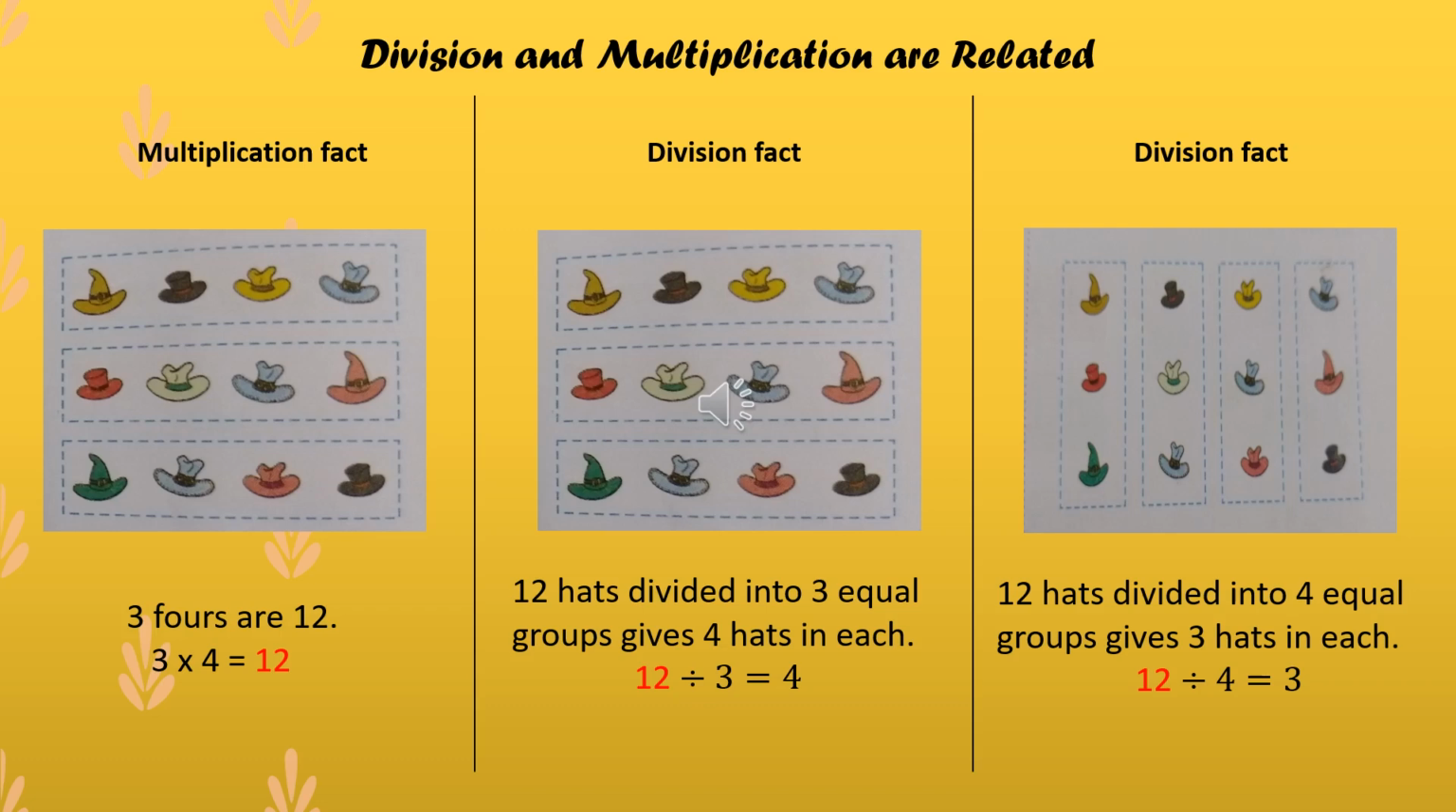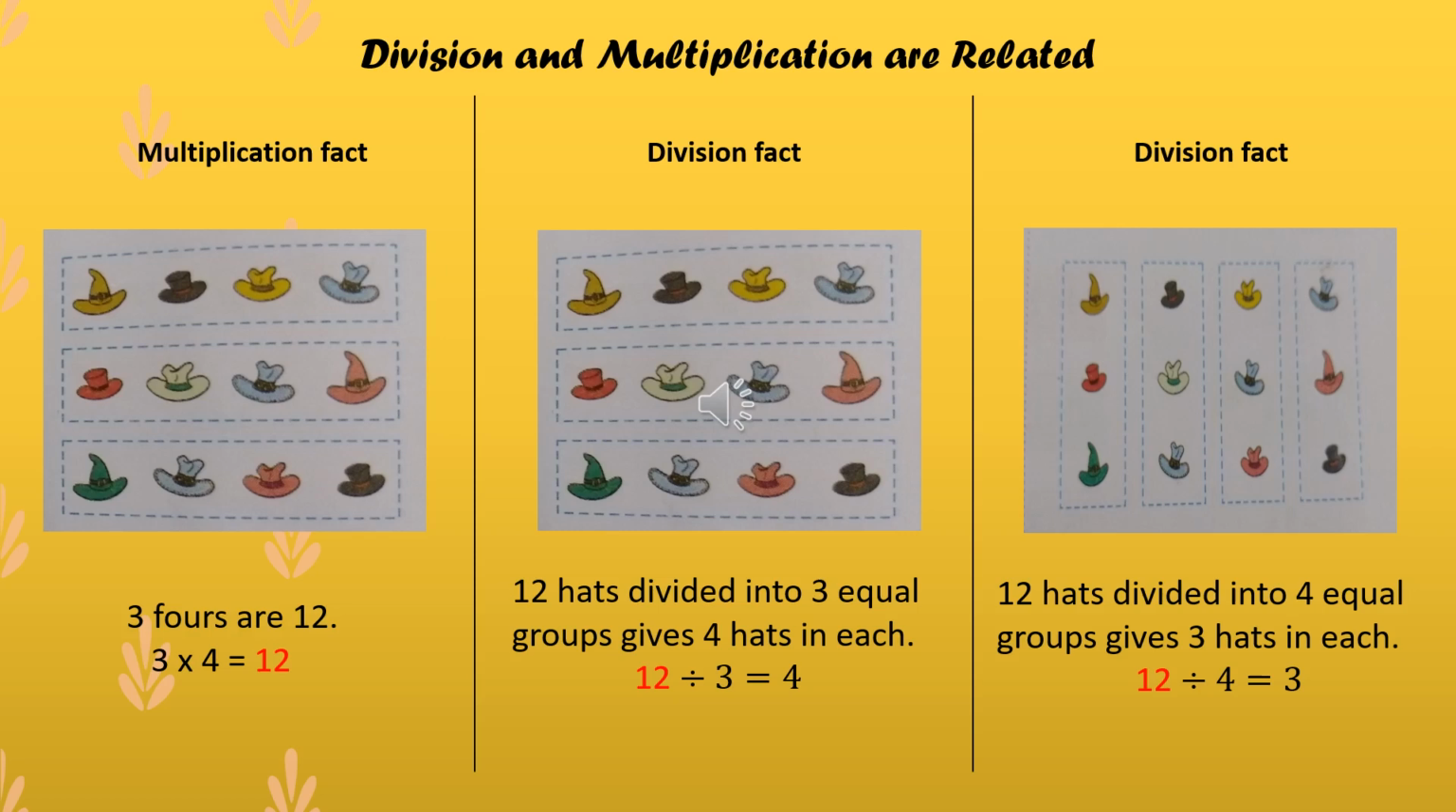So, we can say 12 divided by 3 because we are dividing 12 hats into 3 groups. That's why we are saying 12 divided by 3 equals 4, because each group has 4 hats. So this is a division fact. Now see another division fact.